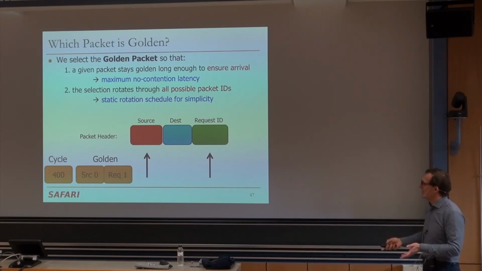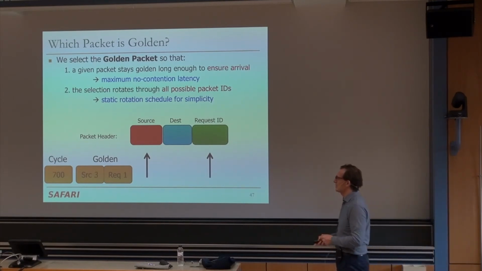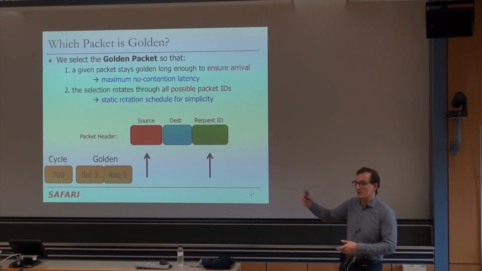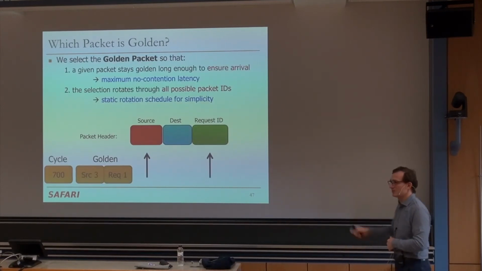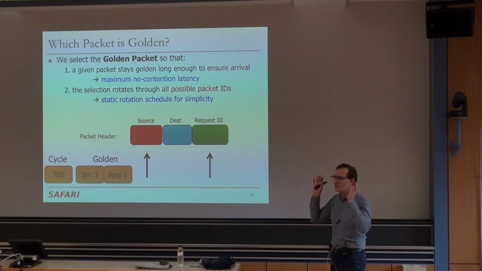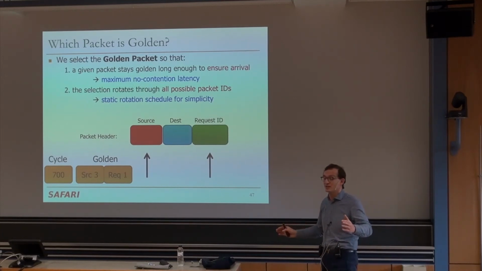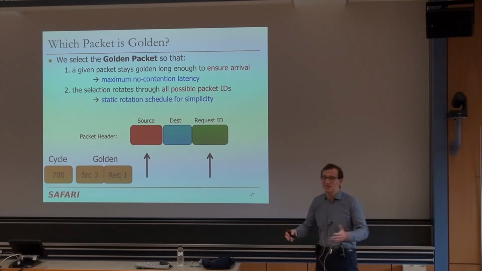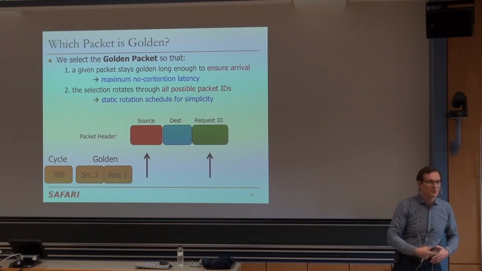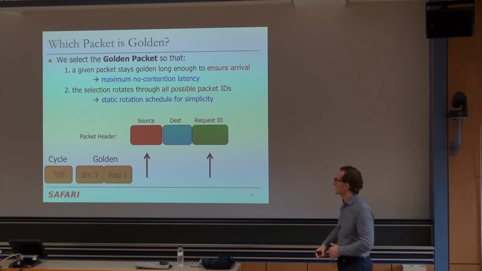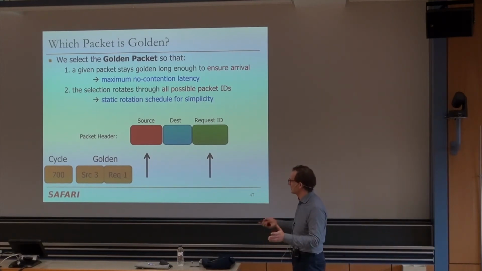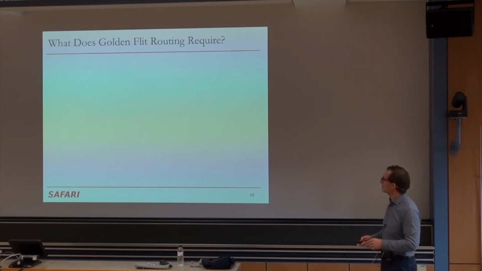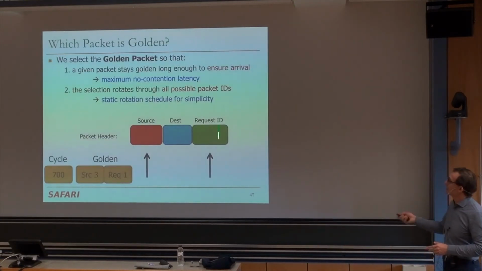Basically, at cycle 500, you go to source 1 request 1, 600 source 2 request 1, 700 source 3 request 1, 800 source 0 request 2. If you have 4 sources, that's what you do. Let's assume a realistic network. If you're able to inject 128 flits into the network, and you have 16 sources, then you have 16 times 128 slots that you cycle through. And you do that, and your worst-case latency you can calculate based on that if you have livelock issues. Okay, now we've figured out which packet becomes golden.